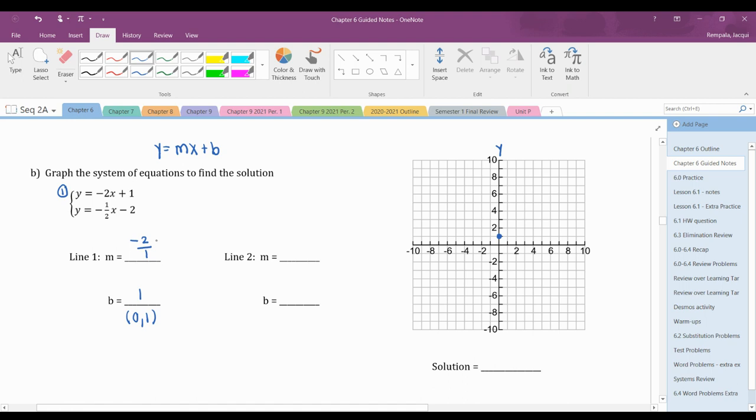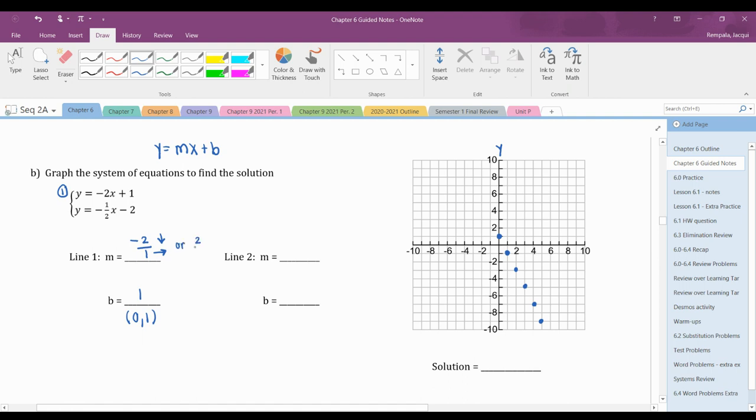Because -2 means I'd move down and 1 means I move to the right, let's follow that pattern. So from this point, I go down 2 and then 1 to the right, plot my point. Down 2, 1 to the right, and keep going, and then I've run out of room. Just so I can once again have a nice accurate line, I could actually do the opposite.